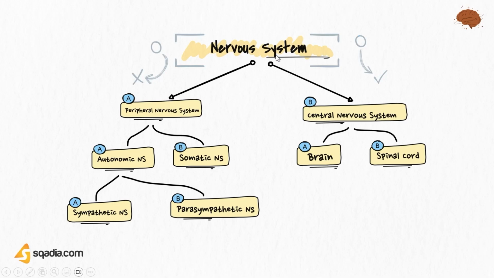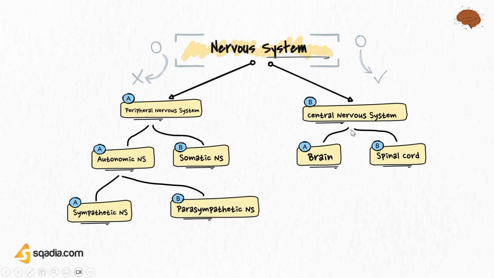Now, the nervous system can be divided into two main parts. Number one, peripheral nervous system, and number two, central nervous system. Now, the central nervous system can also be divided into two parts, brain and spinal cord.